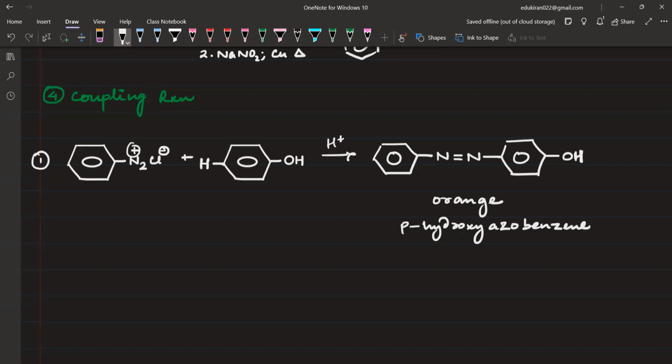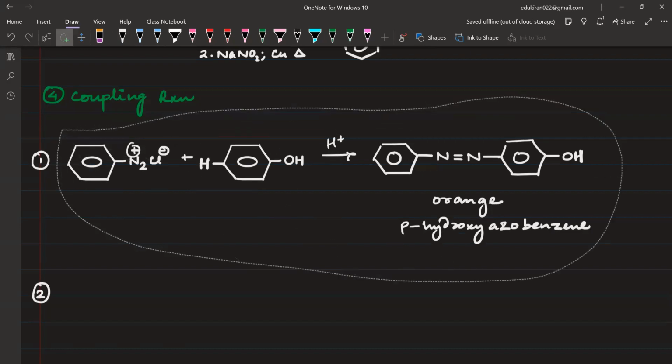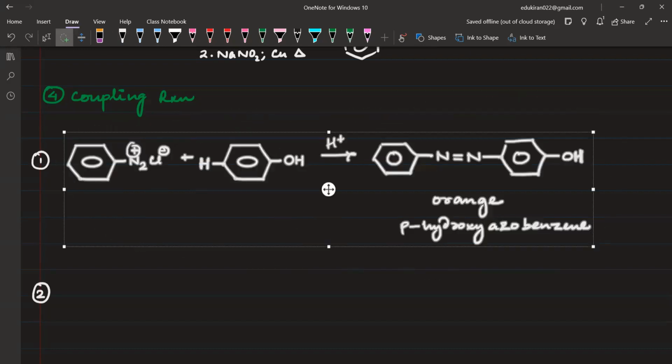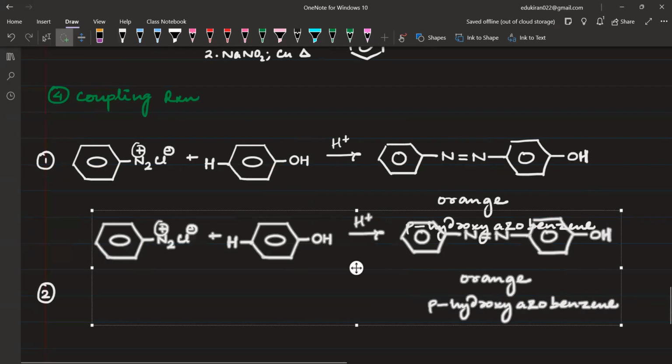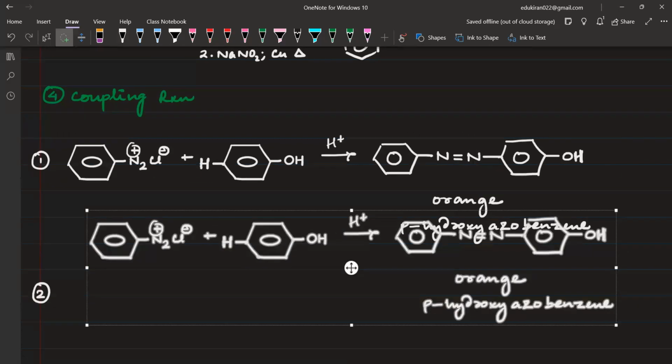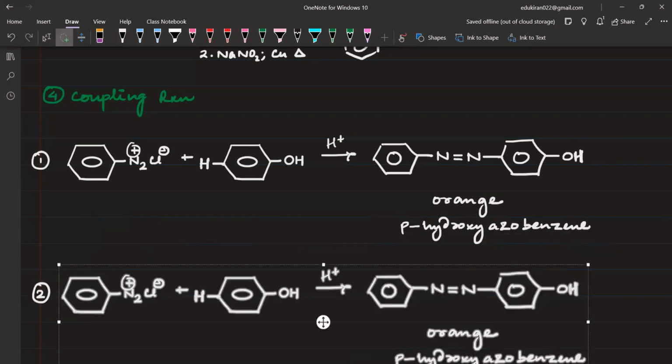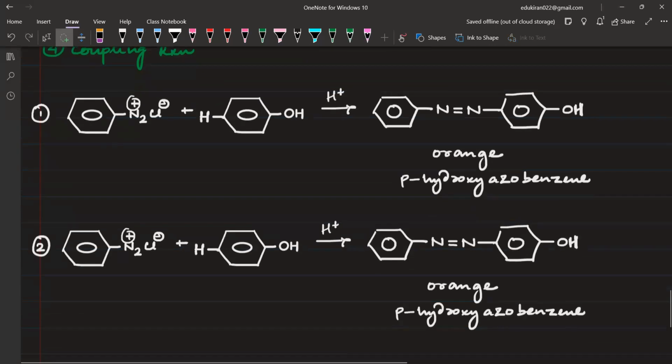This is the first reaction. The second reaction is very similar, but it is with aniline. You have N2 positive, Cl negative. Instead of OH, you have here NH2.